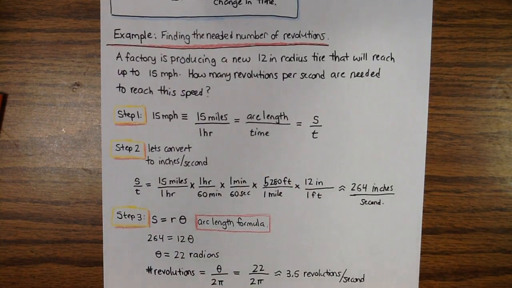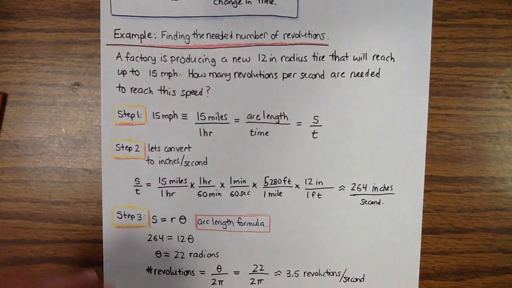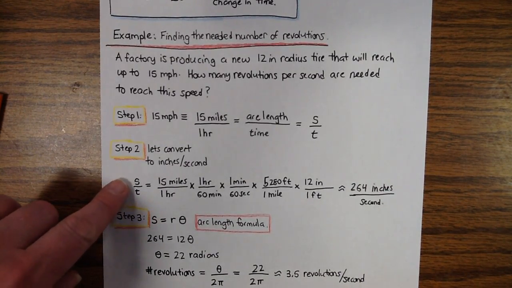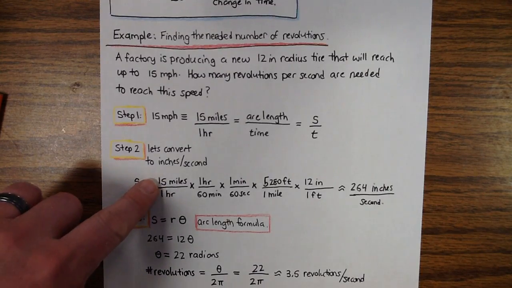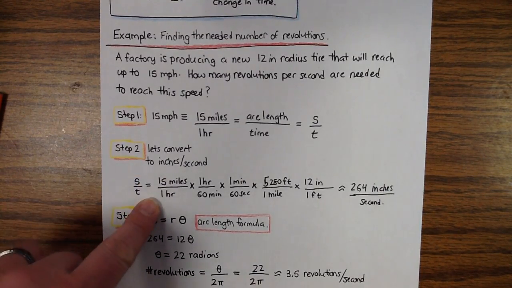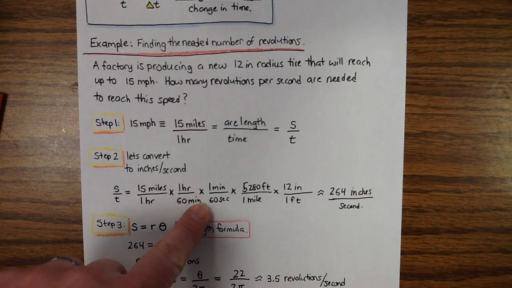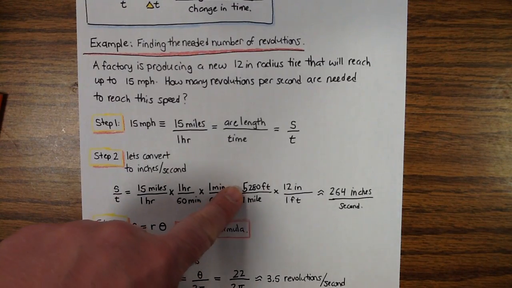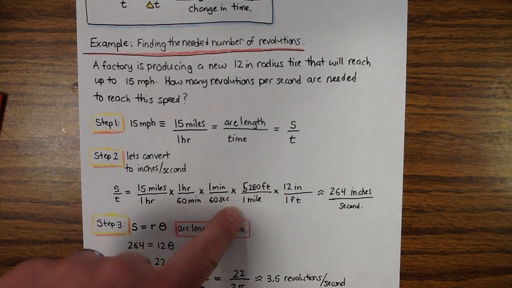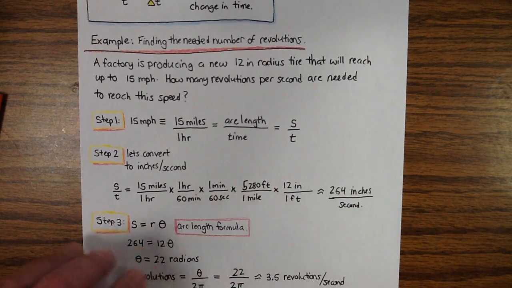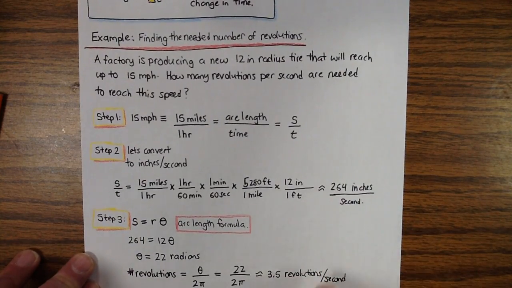Now we're going to do a conversion. We're going to go from miles per hour back into inches per second. So, S over t is 15 miles per 1 hour times 1 hour for 60 minutes times 1 minute for 60 seconds times 5,280 feet per 1 mile times 12 inches per foot. And this gives us a nice value of 264 inches per second.